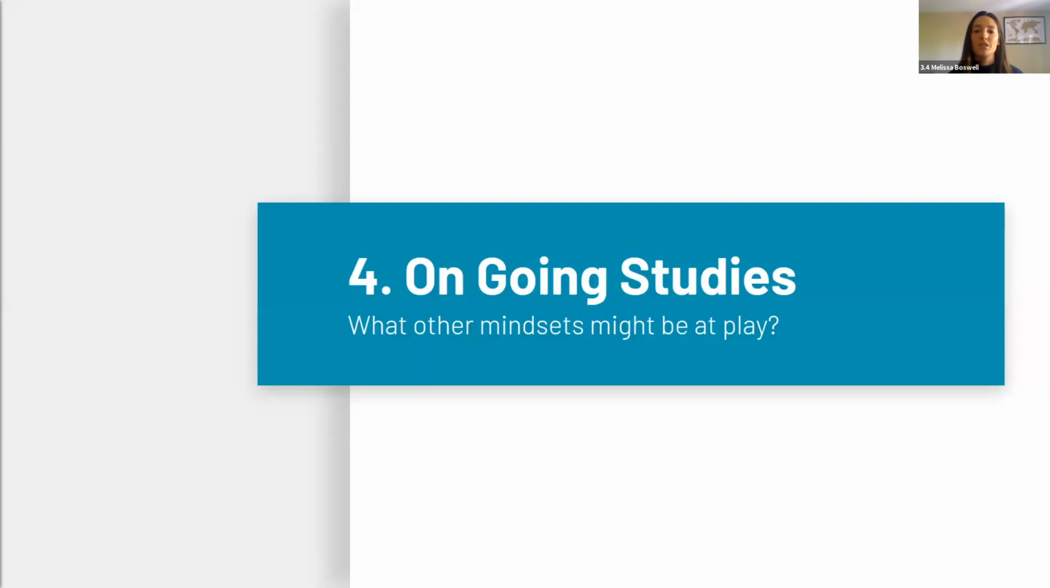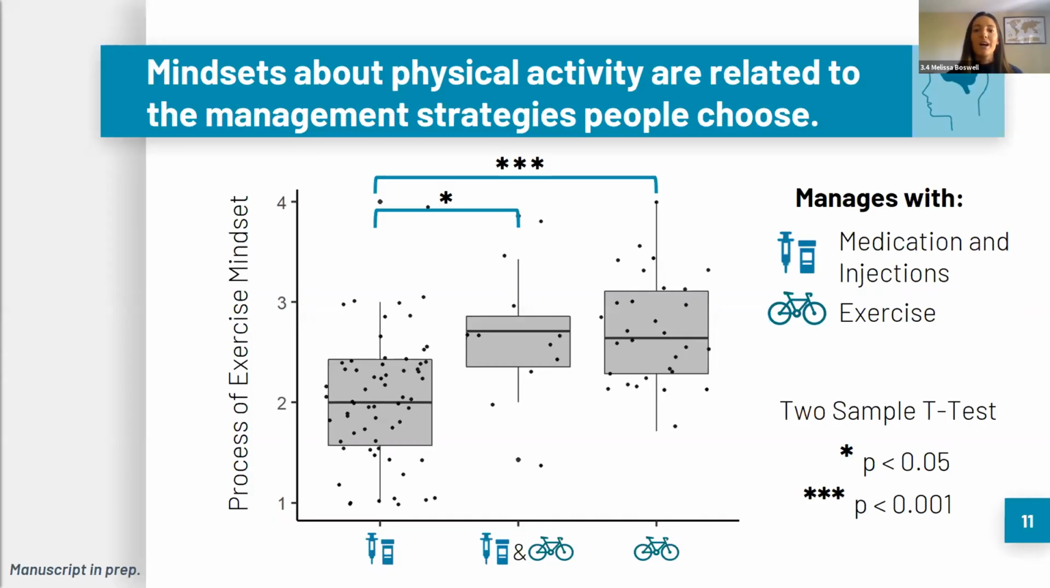I also want to show the results of another survey study in individuals with osteoarthritis, where we asked how they managed their osteoarthritis symptoms in an open-ended question and measured their mindsets about the process of being physically active. So this captures how much they enjoy or dislike being physically active. This is a plot of the measured process of exercise mindset on the y-axis, where again, a higher score is more adaptive. And on the x-axis are 3 different responses for how people manage their osteoarthritis.